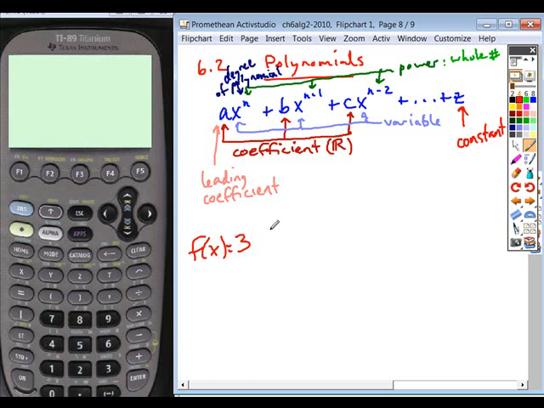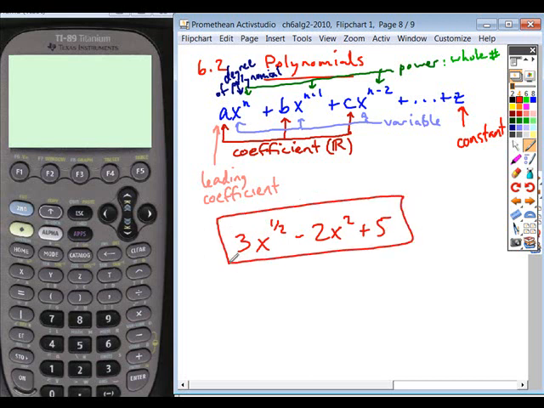is this considered a polynomial? Why not? The reason is the power a whole number? No, it's a fraction, so it's not considered a polynomial.